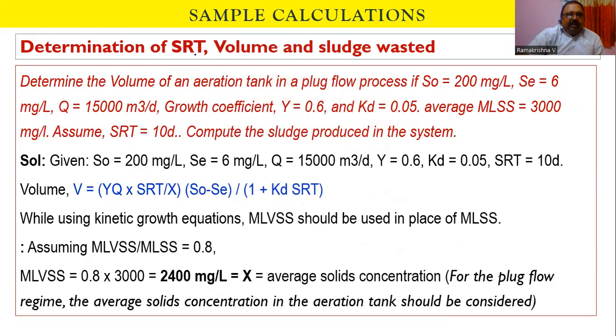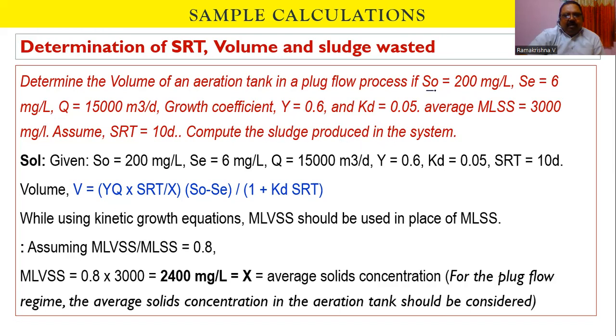The determination of SRT, volume and sludge wasted. Determine the volume of an aeration tank in a plug flow process if inlet soluble BOD is 200 milligram per liter, effluent soluble BOD is 6 milligram per liter, and flow rate is 15,000 meter cube per day or 15 MLD. Growth coefficient is 0.6 and decay constant is 0.05. Average MLSS is 3000 milligrams per liter. Assume SRT is equal to 10 days. Compute the sludge produced in the system.